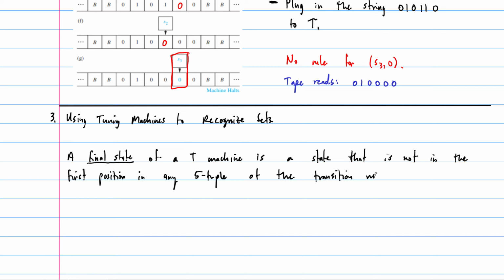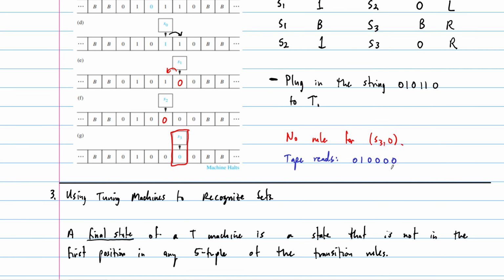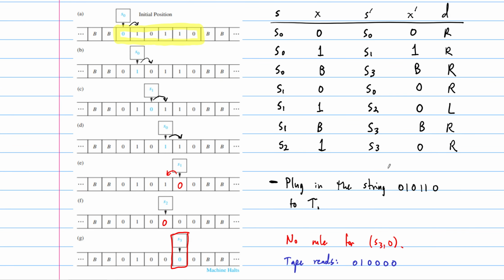All right, so if we go back up to our previous example, there's one final state here, right? There's a final state that we can see pretty clearly. If we look at the states that are in the first entry, we see S0, S1, S2, but we do not see S3, right? So this is a final state.